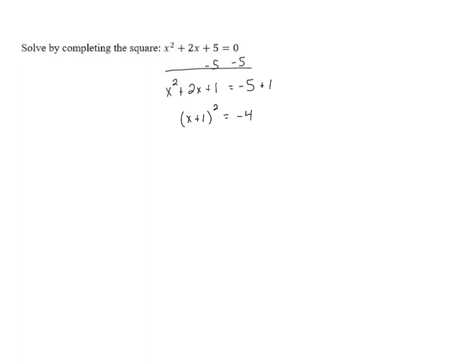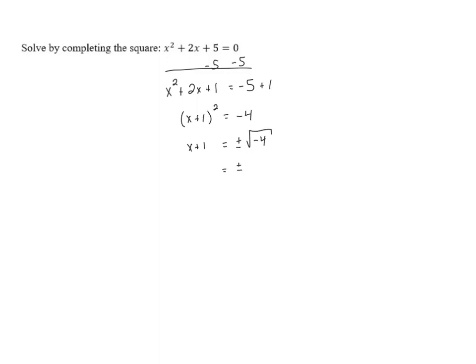Now that we have something squared equals a number, we can take the square root of both sides. When we take the square root of the left-hand side, that gives us x plus 1. And on the right, when we apply the square root property, this gives us plus or minus the square root of negative 4. But we can figure out what that is.